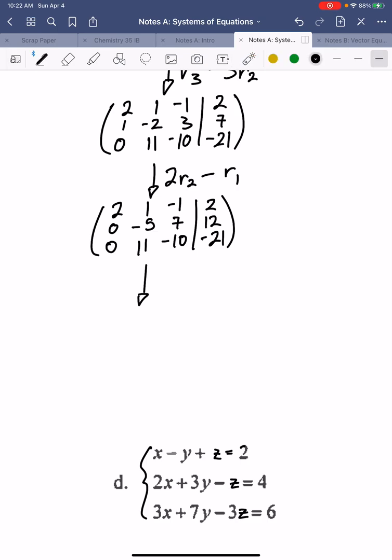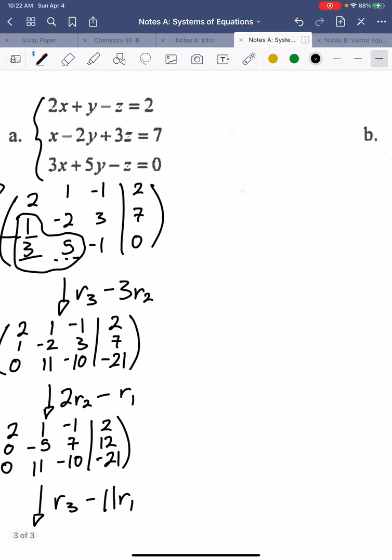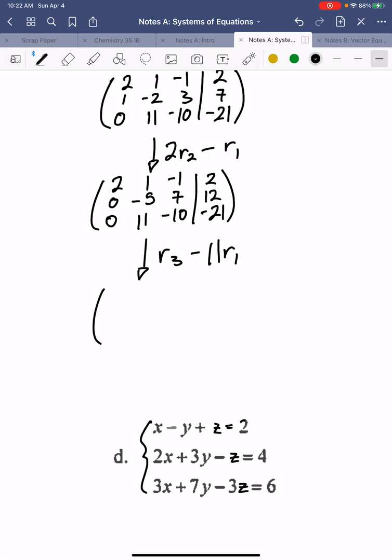So what we're going to do is take row 3 and subtract 11 times row 1. Okay? So the first row doesn't change: 2, 1, -1, 2. The second row also doesn't change, so 0, -5, 7, 12. Third row changes.